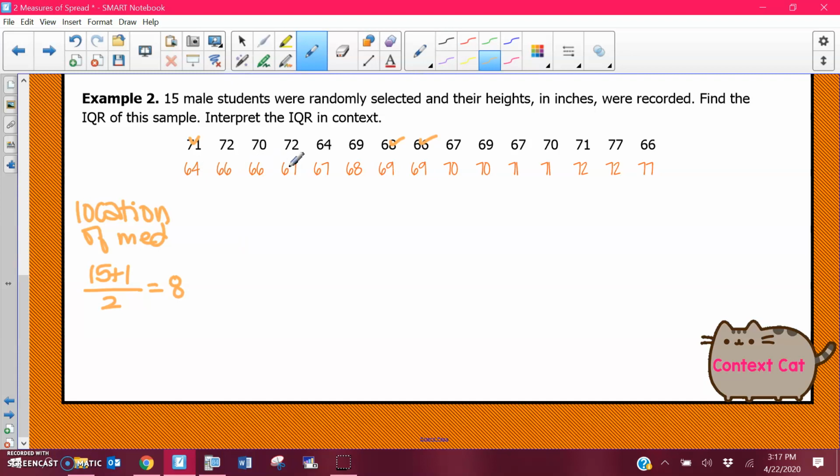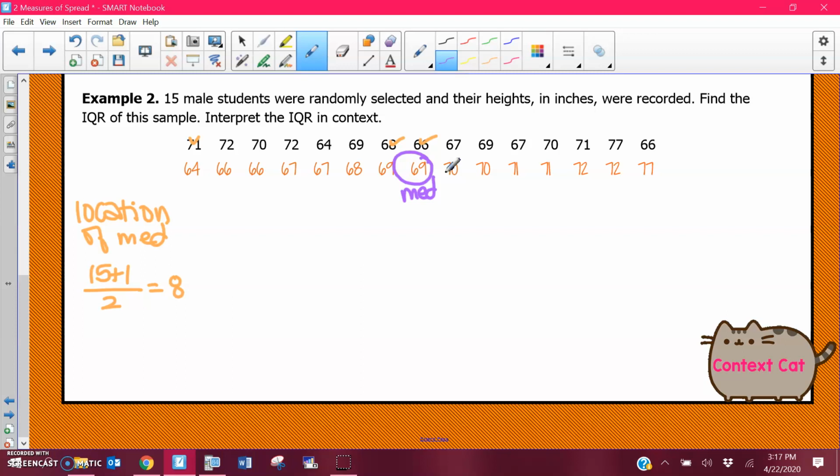So 1, 2, 3, 4, 5, 6, 7, 8. Right here is the median value. This is the value that cuts my data set in half. So 50% of my data falls below that first 69.